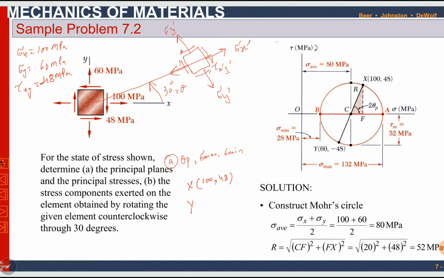Point y, the coordinates are sigma y plus tau xy. Sigma y is 60 megapascals and plus tau xy. Tau xy is already a negative value, minus 48. Okay, so here is x point 100 plus 48, y point 60 minus 48. You can simply connect x and y using a line, and it will intersect the horizontal axis at point C. And then you can draw a circle by keeping C as center and CX as radius. Draw a circle using a geometry tool. It will intersect the horizontal line at A and B. A is sigma maximum and B is sigma minimum.